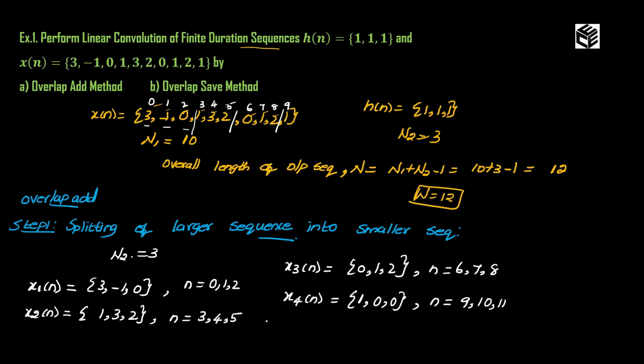Finally, the sequence with which I am going to convolve each x sequence is h of n. So what is h of n? h of n is 1, 1, 1. Understood? Now, x1 of n starts at n equal to 0. Therefore, the output of this sequence will also start at n equal to 0. Similarly, the output of the second sequence starts at n equal to 3, the output of the third sequence starts at n equal to 6, and the output of the fourth sequence starts at n equal to 9.